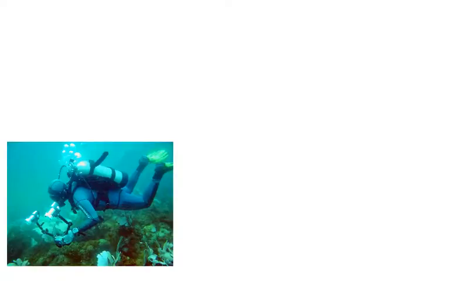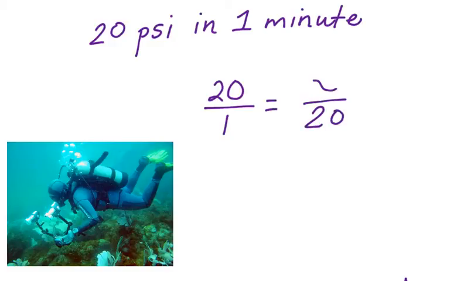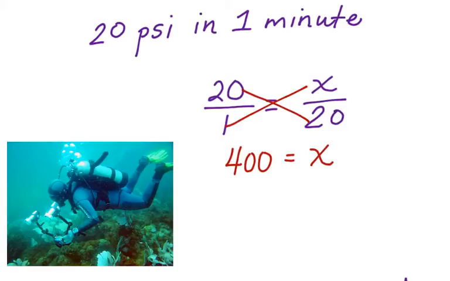Based on this, how much oxygen will he use in 20 minutes? Let's figure it out. We can write a proportion. We can say 20 psi for 1 minute, and we want to know how much oxygen is going to be used in 20 minutes. Let's cross multiply and solve the proportion. 20 times 20 equals 400, and we can say that Cameron, based on this rate, will use 400 psi in 20 minutes.